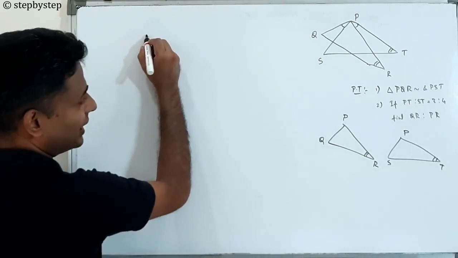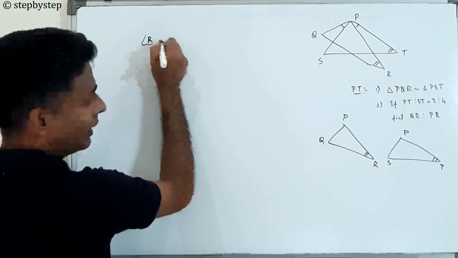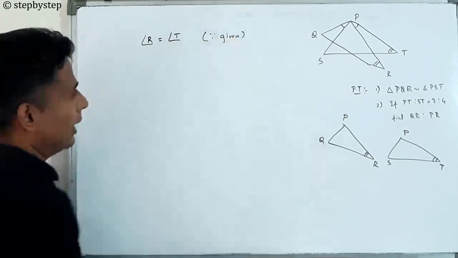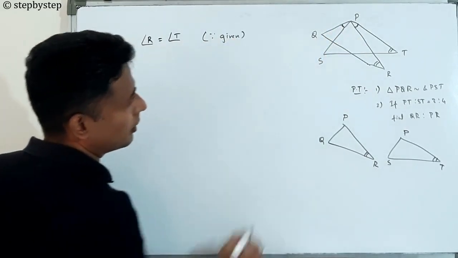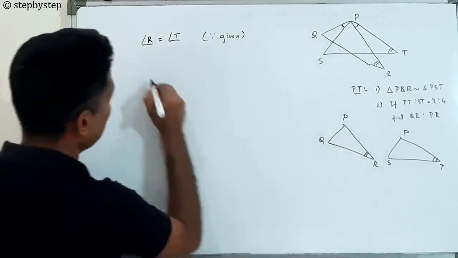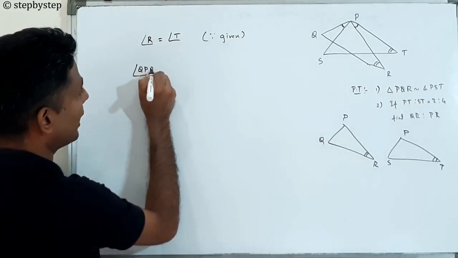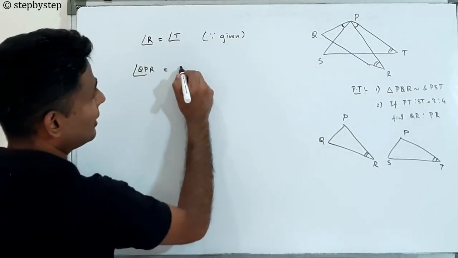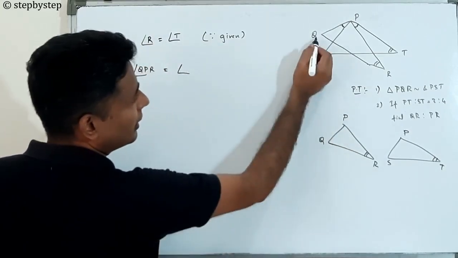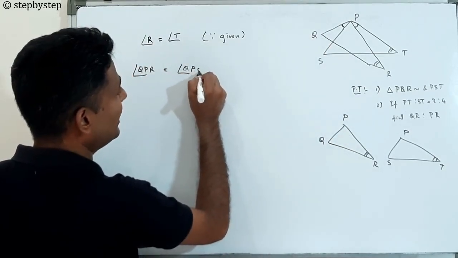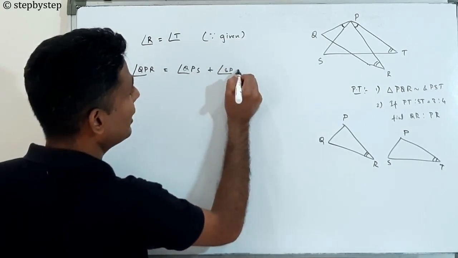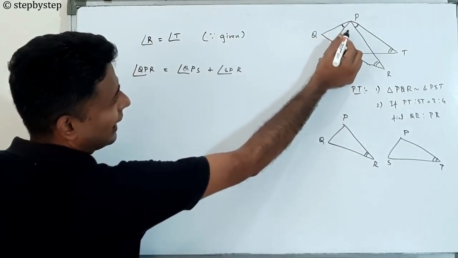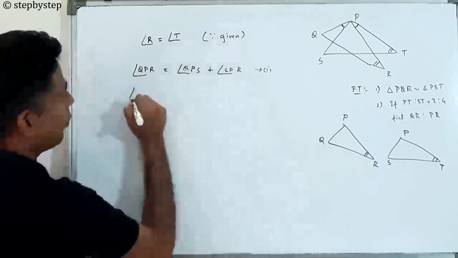So now we'll start. First thing, what is given? Angle R equal to angle T. This is because given. Now they have given this angle is equal to this angle. But what is the angle in this triangle? Angle QPR, right? Is this the entire angle? No. The entire angle would be this whole angle, which is equal to QPS plus SPR. This entire angle is equal to this angle plus this angle. What is in the middle? And what is this angle?